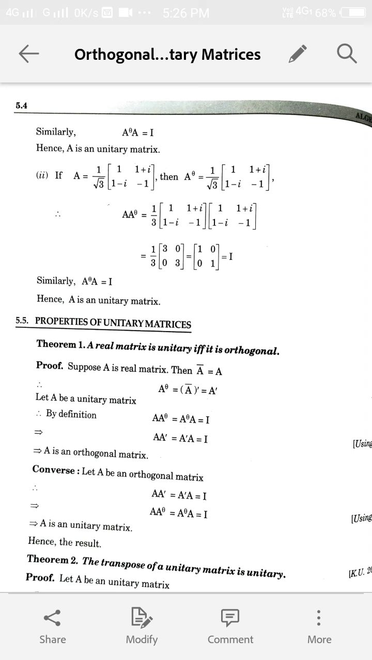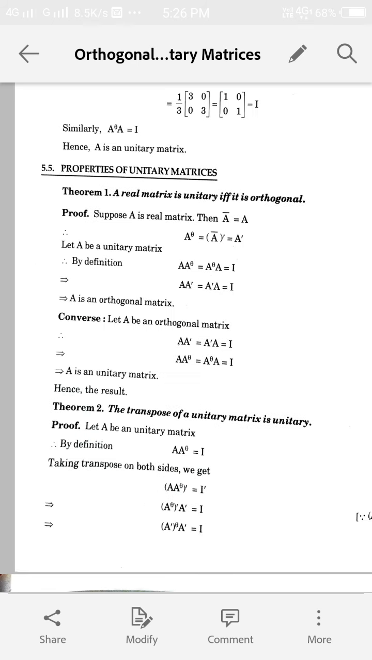Now we will study the properties of unitary matrices. First property: a real matrix is unitary if and only if it is orthogonal. Here we are given a unitary matrix and we are to prove it orthogonal. And in the second part, if we consider the matrix is orthogonal, then we are to prove that it will also be unitary. Suppose A is a real matrix. It means its conjugate will be the same as matrix A. So A theta will be A conjugate and then its transpose. Now A conjugate is the same as A. So A theta will be equal to A transpose.